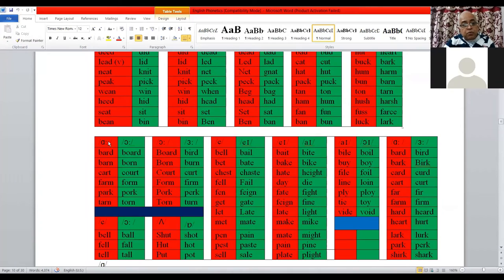Now the minimal pair between R and O. Bought, bought. Barn, born. Cart, coat. Farm, form. Park, pork. Torn, torn. This O, see, again, it's long. This is also long. That R is removed from here, but that length is maintained.